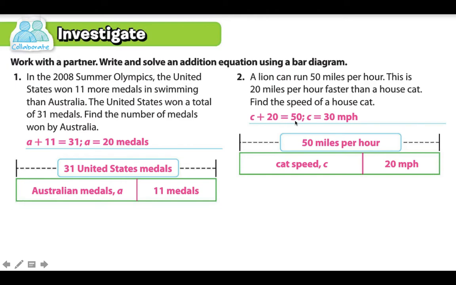Now, if we are to solve the addition equation, we're going to use subtraction to do so. So we're going to take the 20 more miles per hour that belong to the lion and subtract it from the lion's total miles per hour to get the cat. So 50 minus 20 miles per hour gives us 30 miles per hour as the cat's speed.